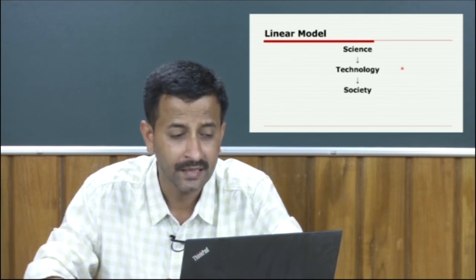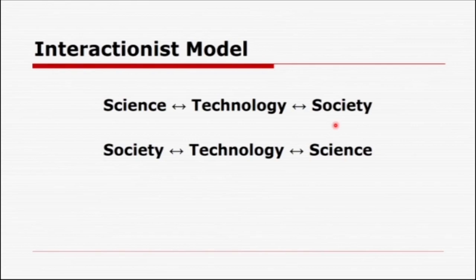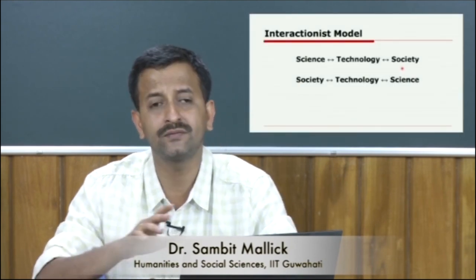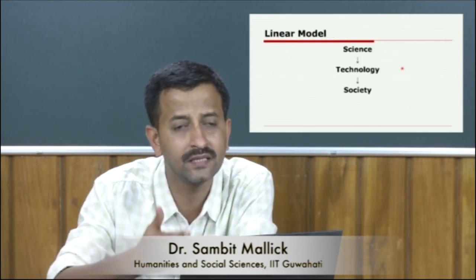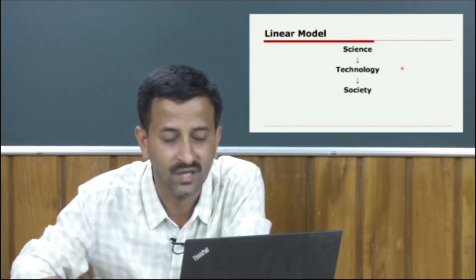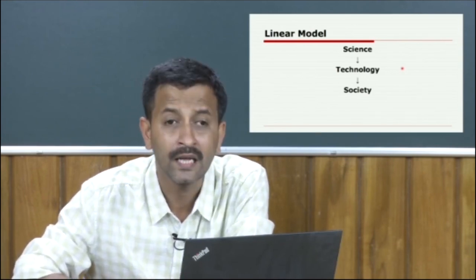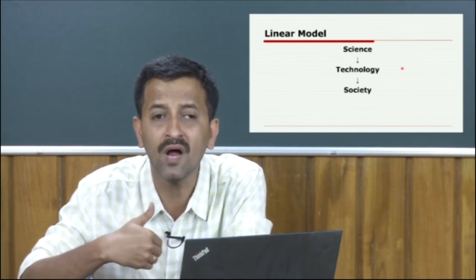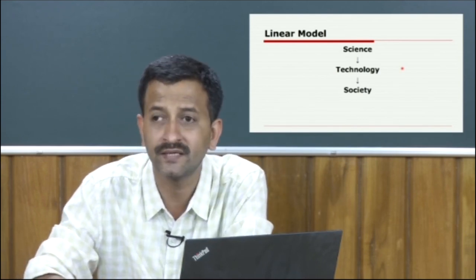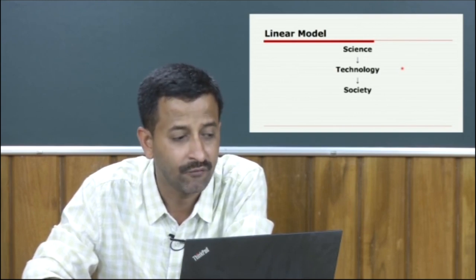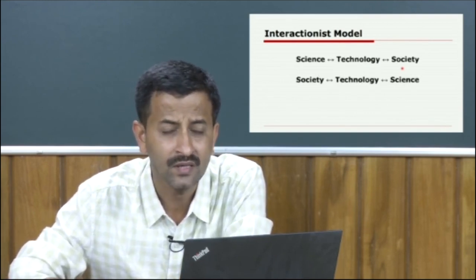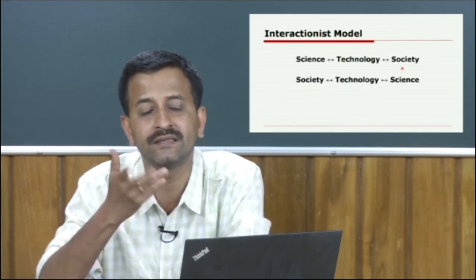Okay. If you look at the interactionist model, it suggests that science leads to the development of technology, technology also leads to the development of society, in turn society also leads to the development of technology and science. Then what is the difference between the linear model and the interactionist model? One can easily observe that the linear model, also known as the hierarchical model of the relationship between science, technology and society, suggests that there is a one-way relationship between science, technology and society, whereas the interactionist model suggests no, there is a two-way relationship.